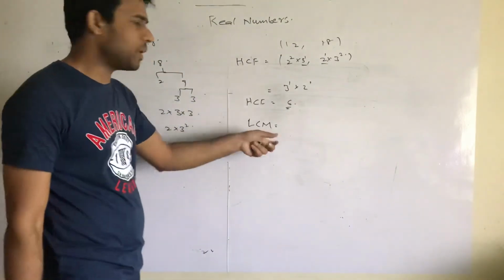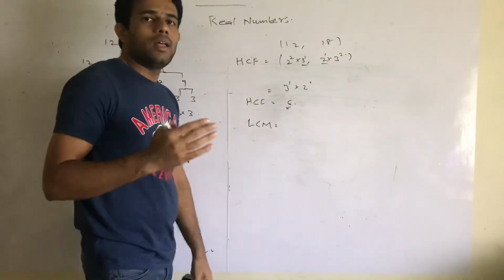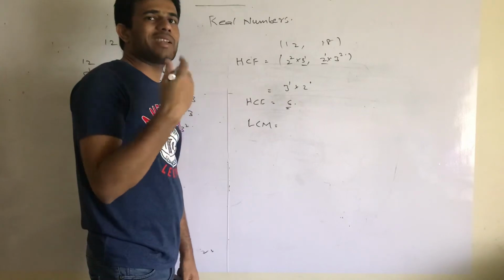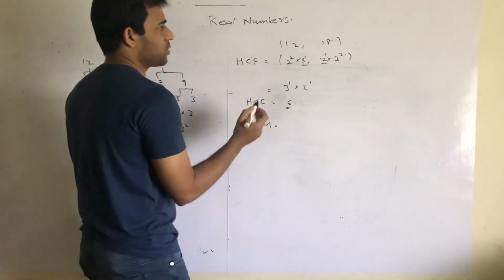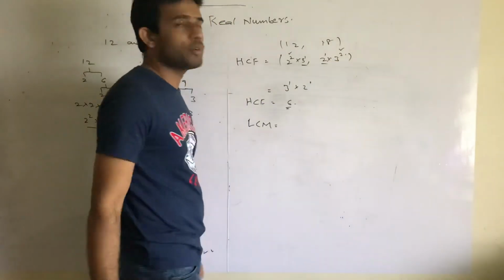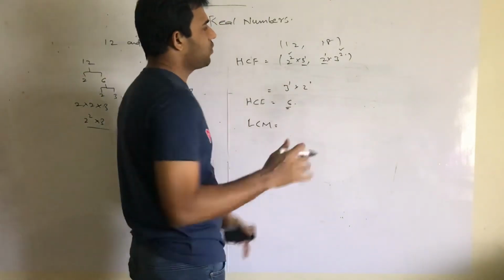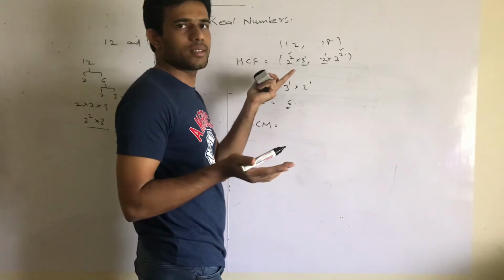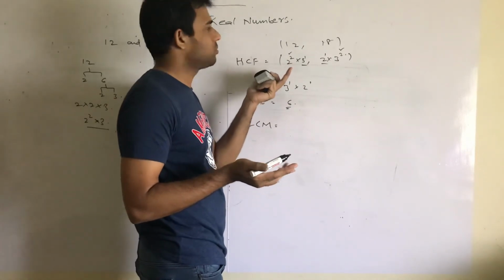That's the lowest common multiple: it takes the largest or the greatest powers. What are the greatest powers? So 2 square I have, and also 3 power 2 I have. Okay, so if I have a 2 cube, then that is the greatest. So I should consider 2 cube as the power.